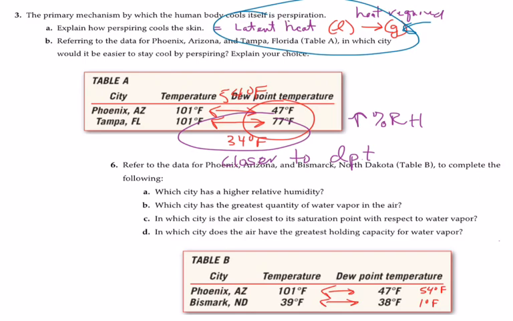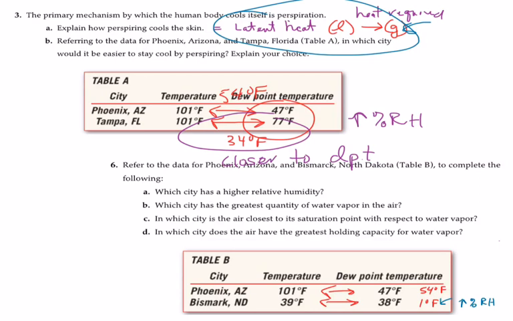So which one are we closer to reaching saturation? Which one? Bismarck, exactly. Okay, so do you guys buy this one, that this one has a higher percent relative humidity? Cool. So that's the answer to A, which has a higher percent relative humidity.